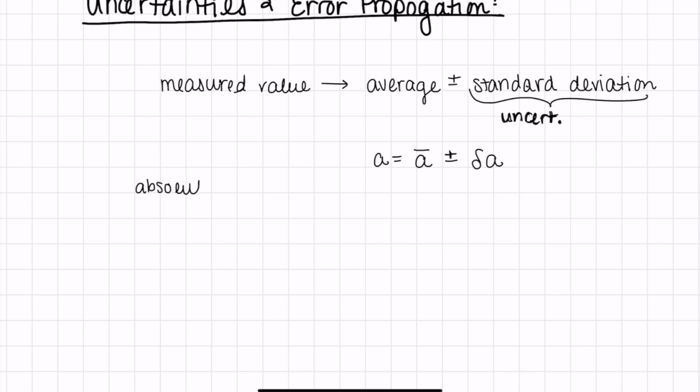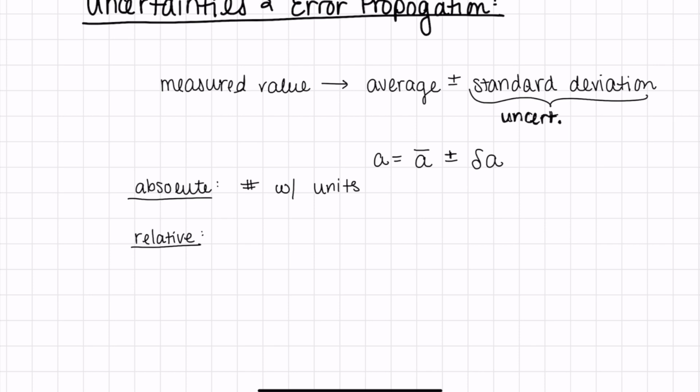Now, we have two different types of uncertainties. We have absolute, which is just going to be some number that has the same units as the average of that physical quantity that we're looking at. So for acceleration, it would be something plus or minus something meters per second squared.